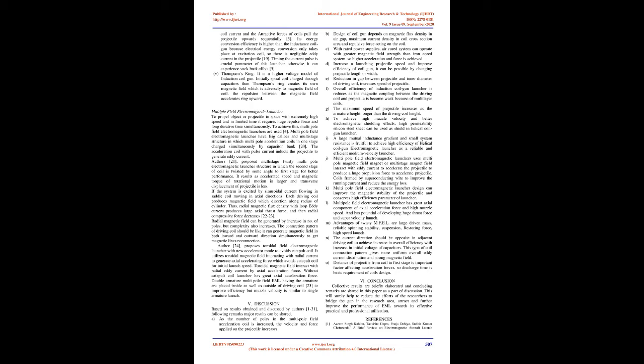Categories of coil gun launcher. Coil launchers can be categorized into five types: 1. Induction coil gun launcher, 2. Helical coil gun launcher, 3. Reconnection coil gun launcher, 4. Reluctance coil gun launcher, and 5. Thomson's ring. 1. Induction coil gun launcher.